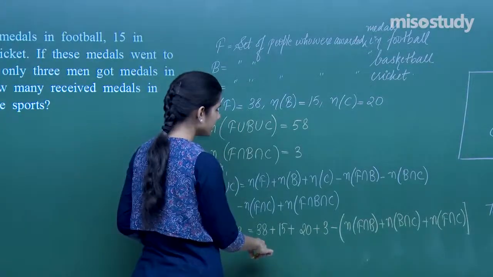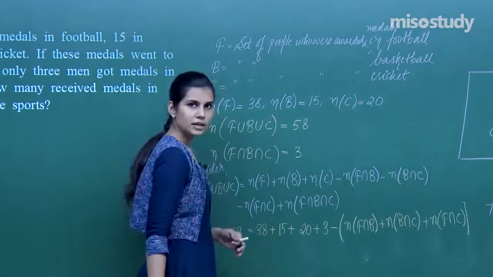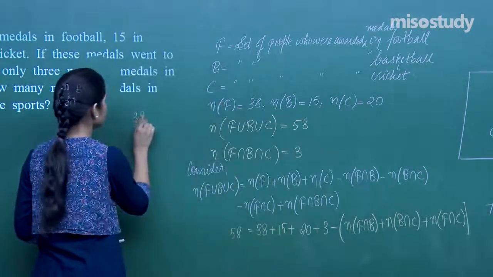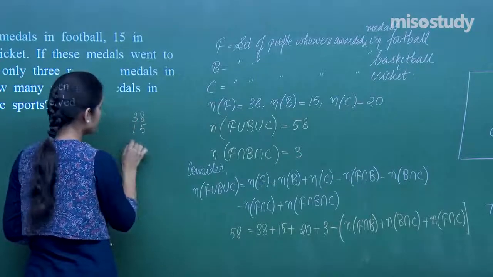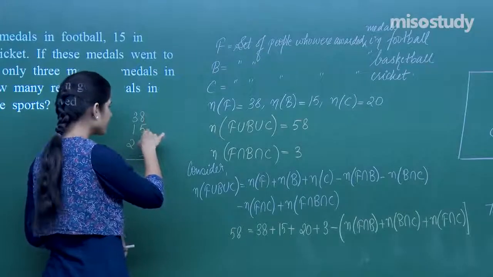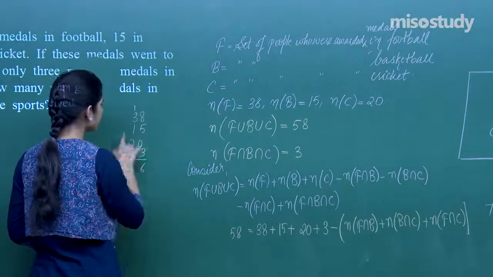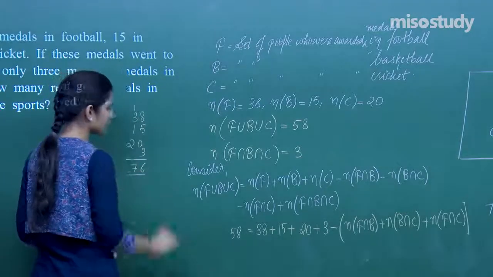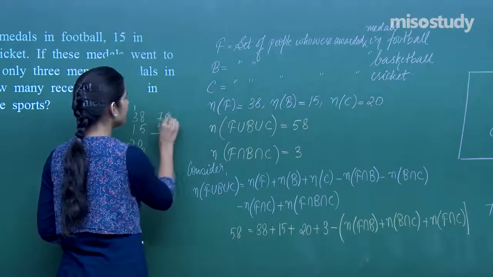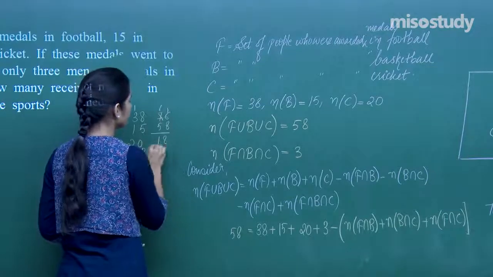This is what? 38 plus 15, that gives me 53. Let's add it up. 38 plus 15 plus 20 plus 3. 8 plus 5, 13, 13 plus 3, 16, and this is 76. Fine, and then I have to do 76 minus 58, which gives me 18.